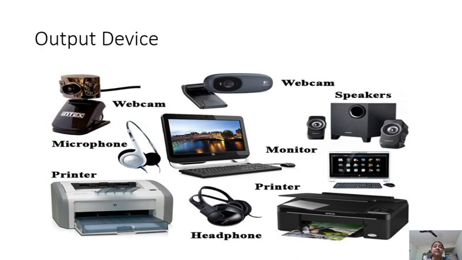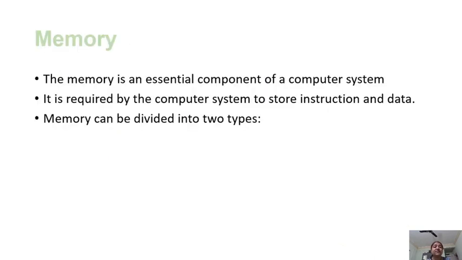Thus, from the earlier image and this image, we come to know that through input devices we input the data into the system, and the central processing unit, using the arithmetic logic unit, memory unit, and control unit, processes the data and gives us the output on the printer, webcam, monitor, etc.